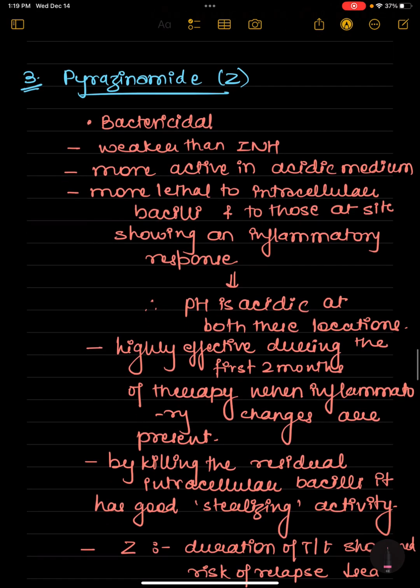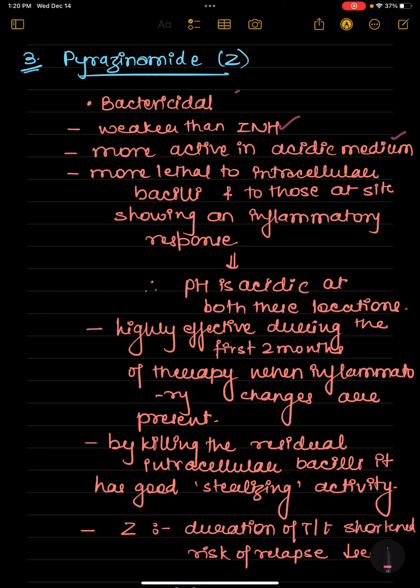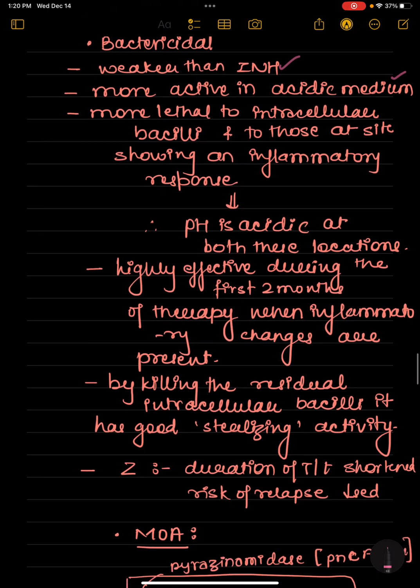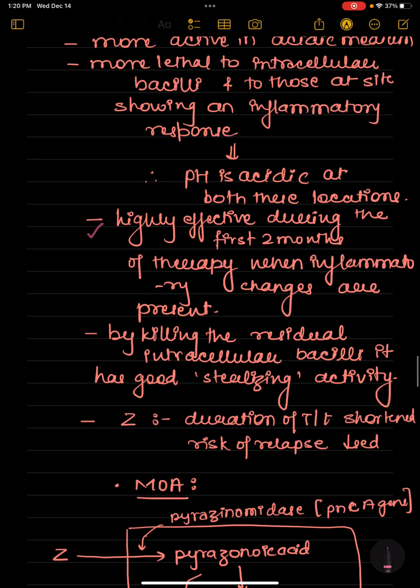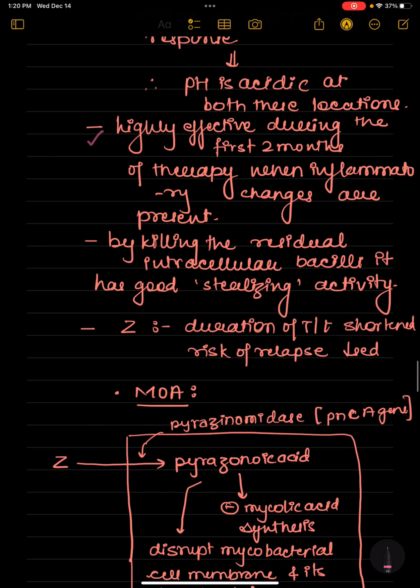Next drug is pyrazinamide. Pyrazinamide is bactericidal, weaker than isoniazid, more active in acidic medium, and more lethal to intracellular bacilli and to those at sites showing an inflammatory response. These are more active at these sites because of the acidic medium. They are highly effective during the first 2 months of therapy when inflammatory changes are present. These act by killing the residual intracellular bacilli, so it has good sterilizing activity.